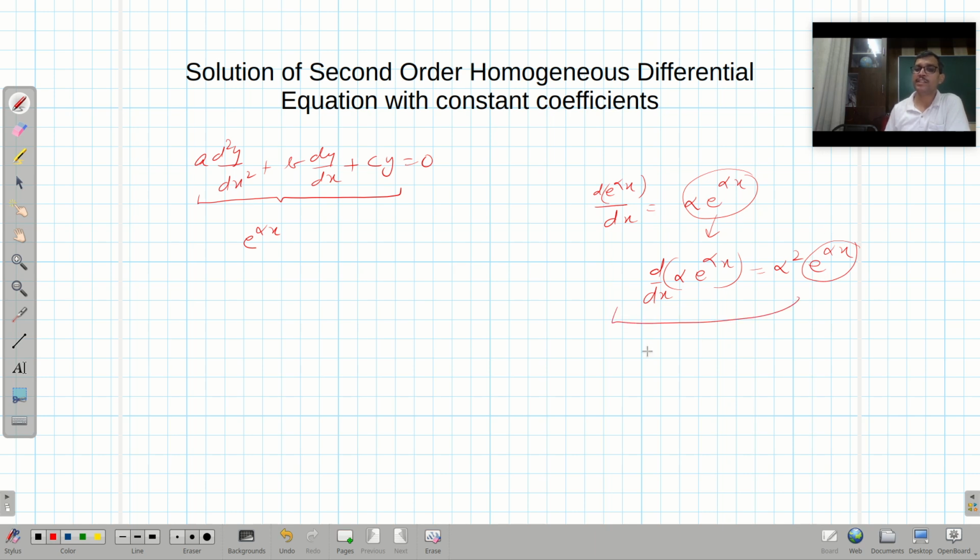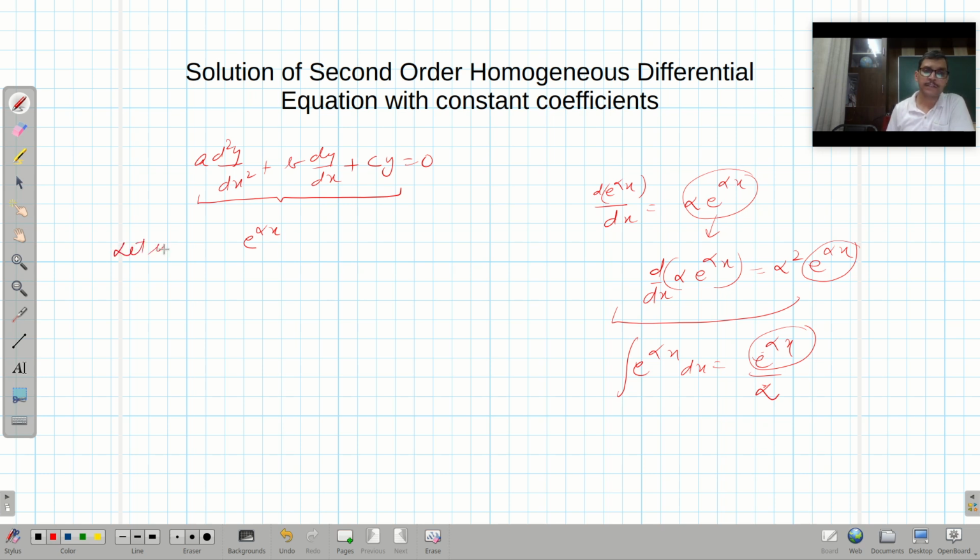Similarly, if I take its integral, e raised to power alpha x over alpha, it will remain as it is, right? So that means the original form of the function will remain in that form, multiplied by certain constants.